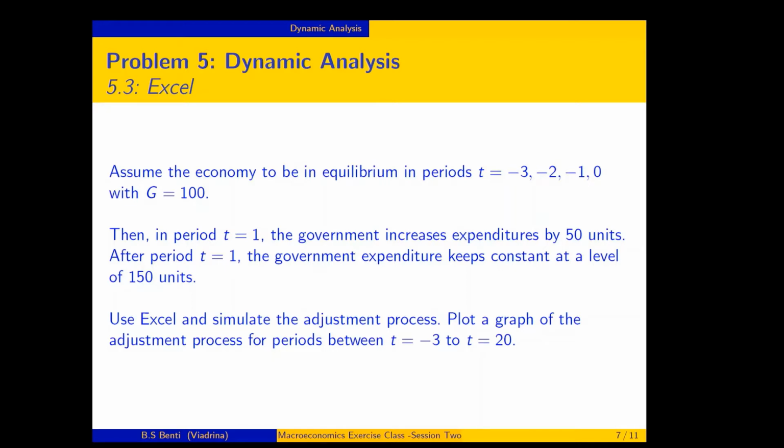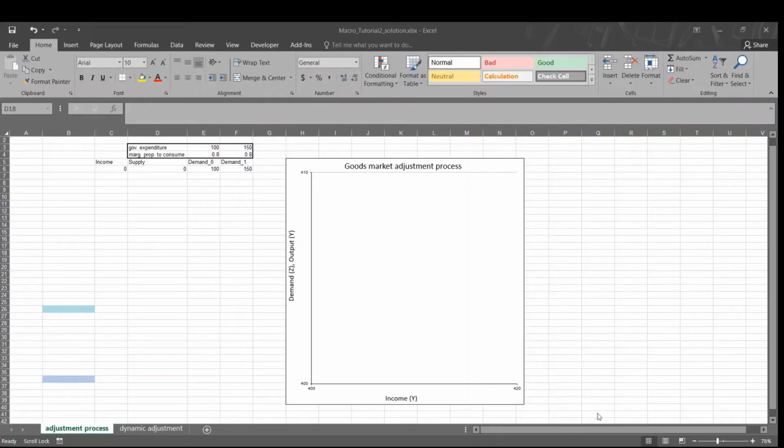That is to say, at time period t = 1, the government expenditure is increased from 100 to 150 units. So the question here is: use Excel and simulate the adjustment process. Plot a graph of the adjustment process for the period between t = -3 and t = 20. For that, we would need to switch to our Excel, which had some pre-calculations defined.